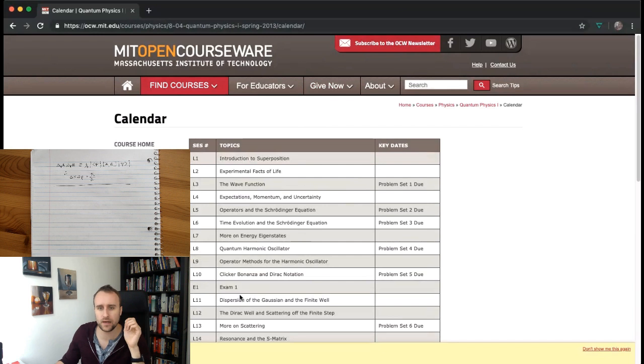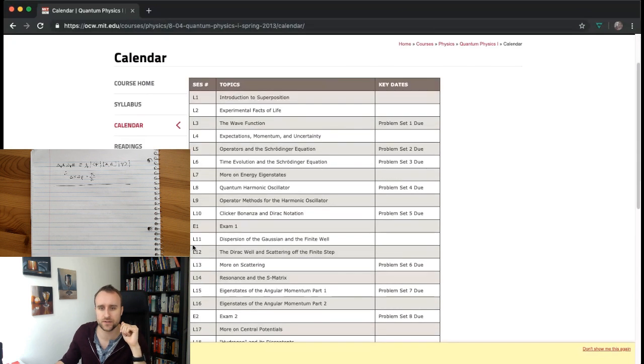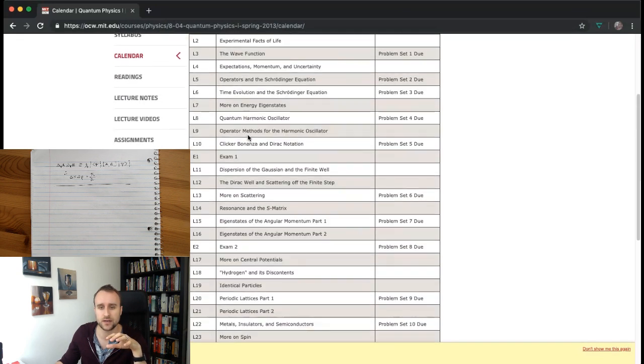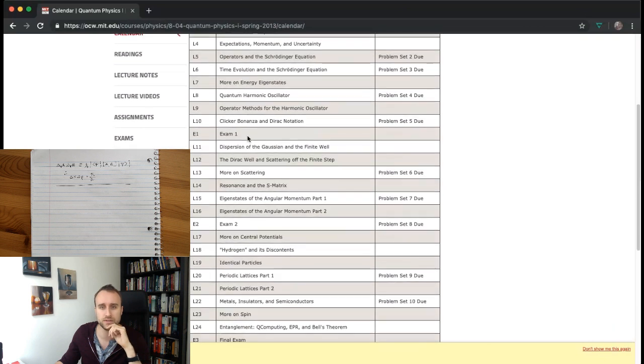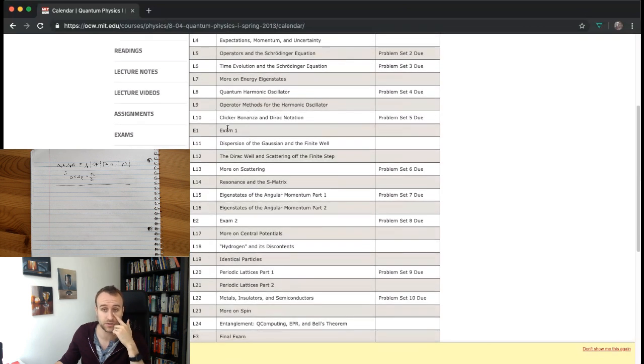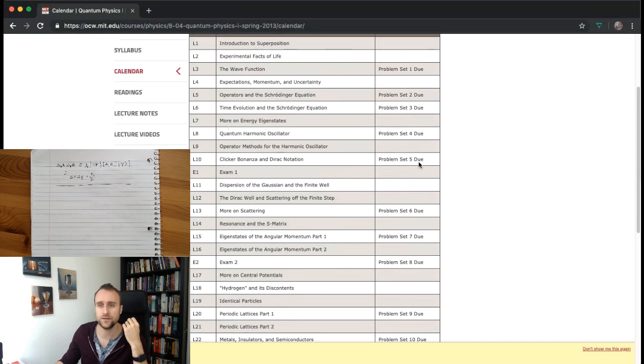So why did I want to get to 10? First of all, it's the first junction before exam 1, so it's an important milestone in the course. Second, half of the problem sets were due before this time. Even though it's not the halfway mark in terms of the actual lectures, because we have 24 lectures and I'm only up to lecture 10, 50% of the problem sets were due at this point.